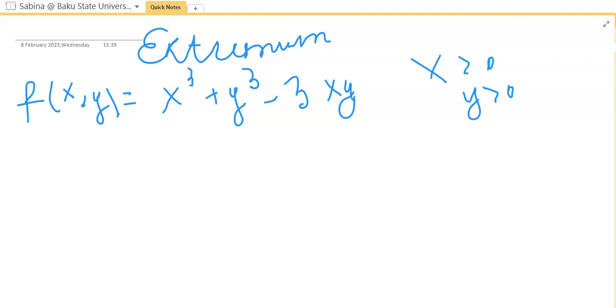In order to find it, there are necessary conditions of finding extremum of the function of several variables. Firstly, derivative of this function with respect to x and derivative of this function with respect to y must be equal to 0.